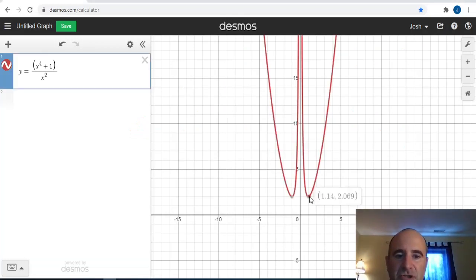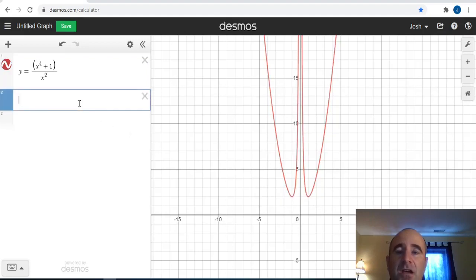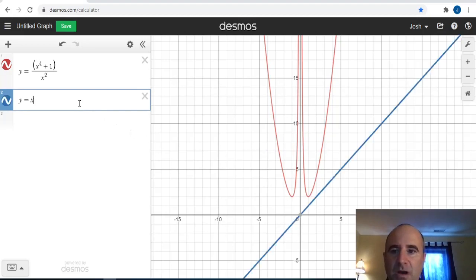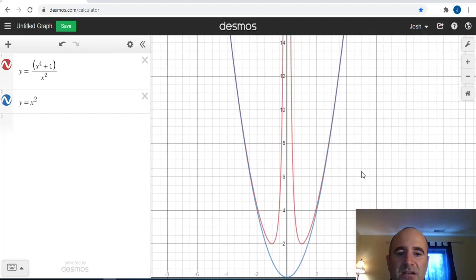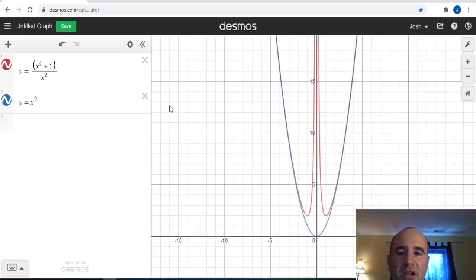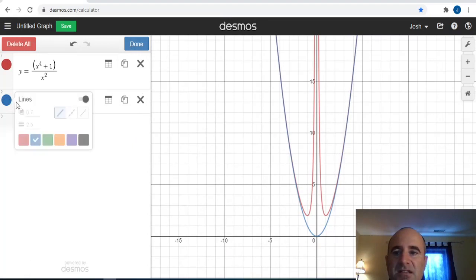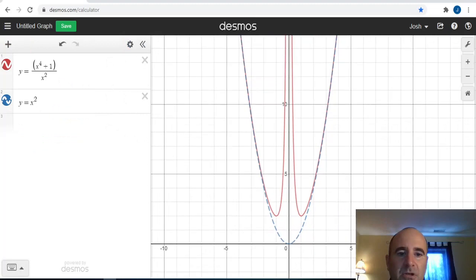As it turns out, sure looks like these points are at 1, 2, and negative 1, 2, but you do not need to worry about that fact right now. And if I were to add the parabolic asymptote, y equals x squared, you can see that the graph does start to look more and more like y equals x squared. In fact, it's almost like it's contained inside of y equals x squared. There we go.